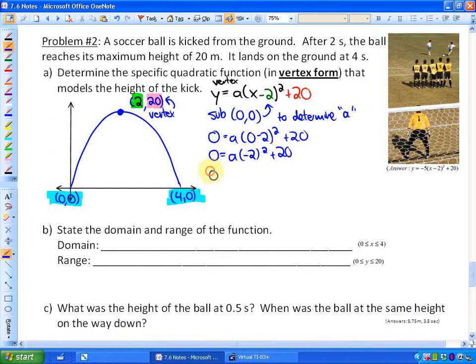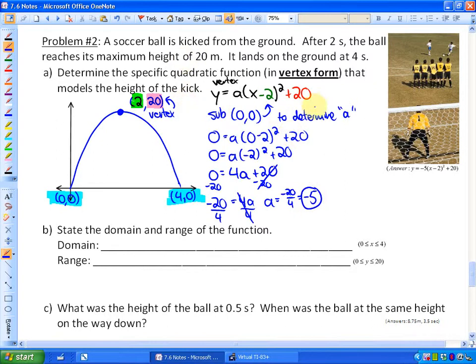-2 squared is +4. -2 times -2 is +4a plus 20. The opposite of adding, we're just going to solve for a, is subtracting 20. So your -20 is equal to 4a. Then we can divide by the coefficient 4, to get a is equal to -20 over 4, which simplifies to -5.